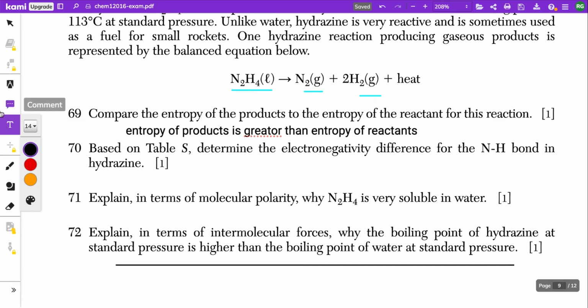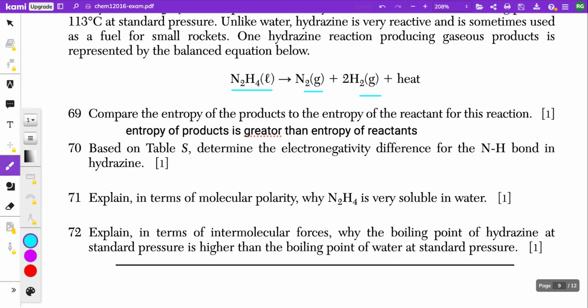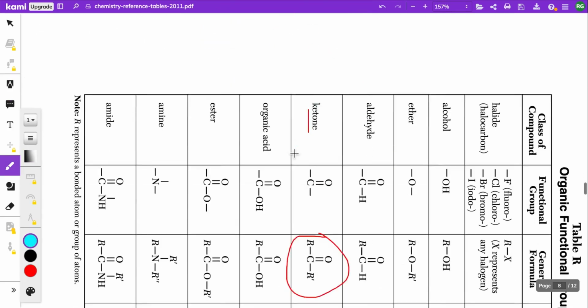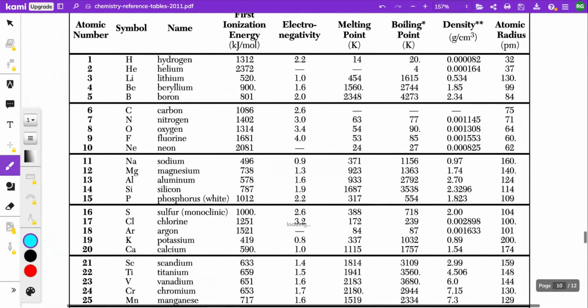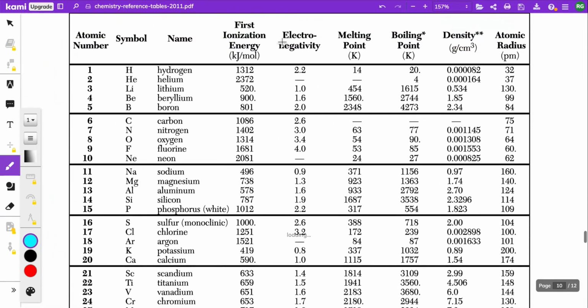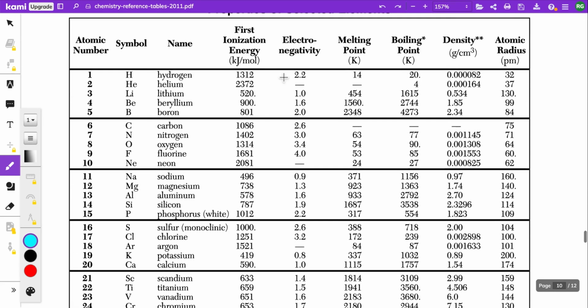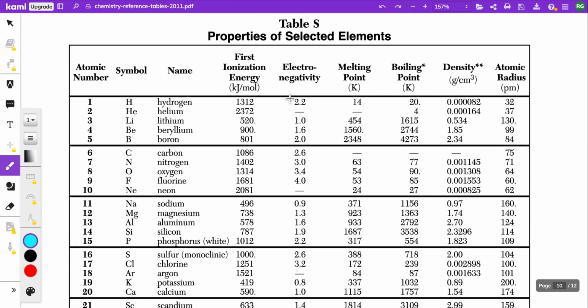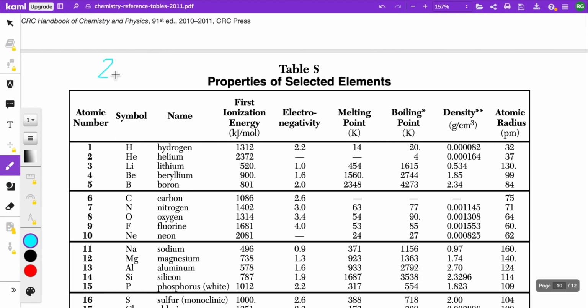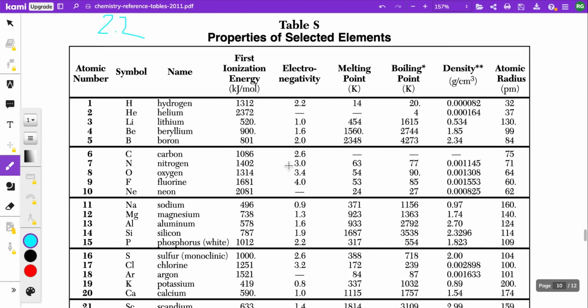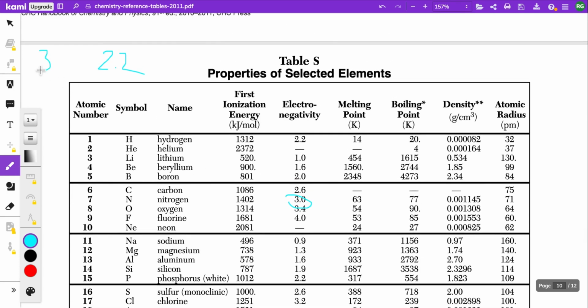Determine the electronegativity difference. Oh, this is easy. N–H. If you go to your periodic table, they give the electronegativity values in Table S. The electronegativity of hydrogen is 2.2, and the electronegativity of nitrogen is 3.0. So the electronegativity difference is 3.0 minus 2.2, that's 0.8.